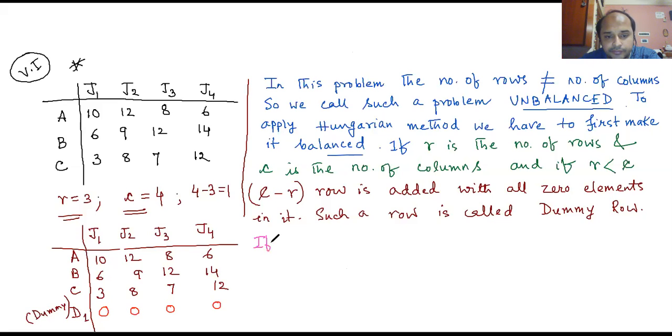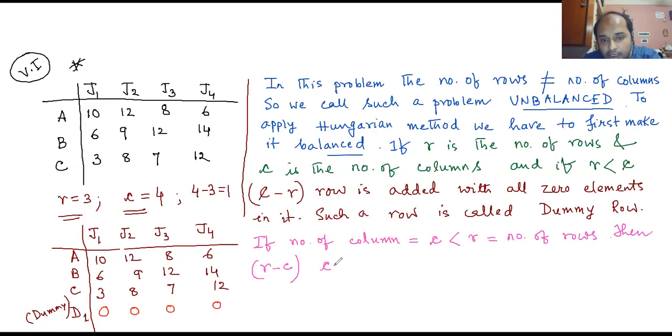And if the number of columns, that is C, is less than R, which is the number of rows, then R minus C columns are added with all zero elements in it.